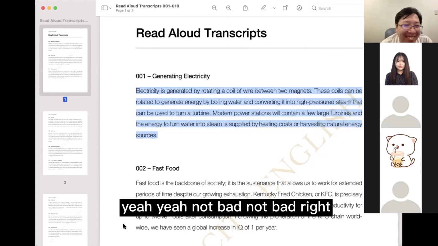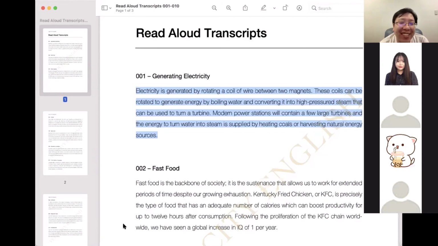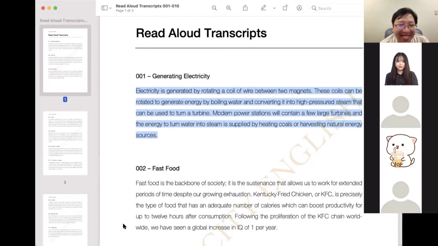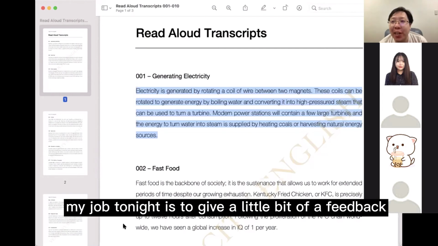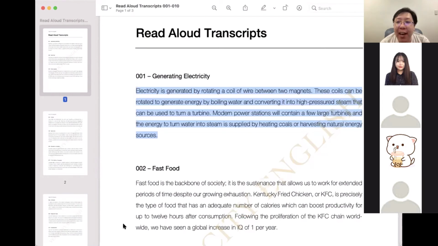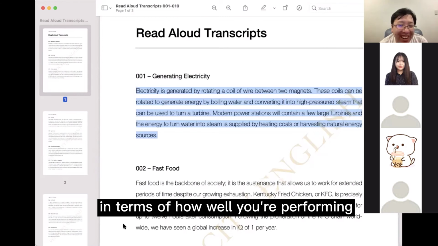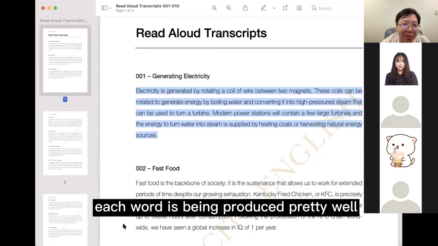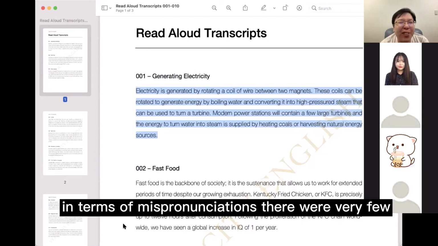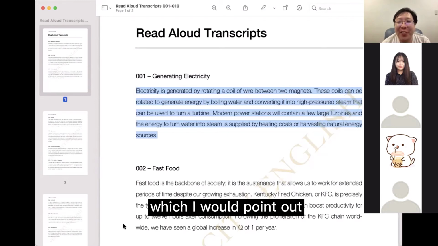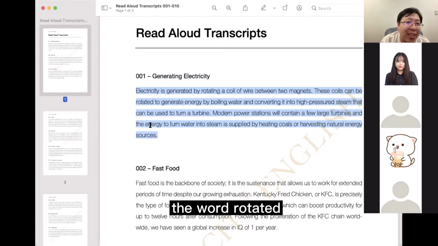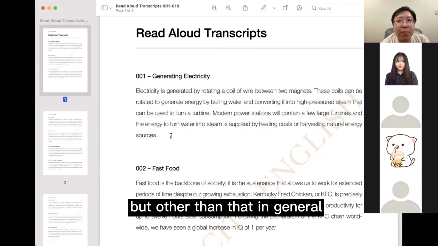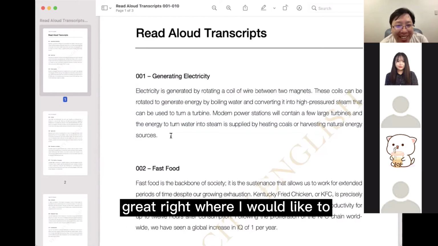Not bad, right? So we're off to a pretty strong start. Your current reading level is probably around a band 7.5, which is pretty good. My job tonight is to give a little bit of feedback in terms of how well you're performing. I'll start by saying your speech is quite clear. Each word is being produced pretty well. In terms of mispronunciations, there were very few. There were only 1 or 2 words which I would point out. Just as an example, the word rotated was a little bit strange the way you said it. But other than that, I think your individual word pronunciation was really great.